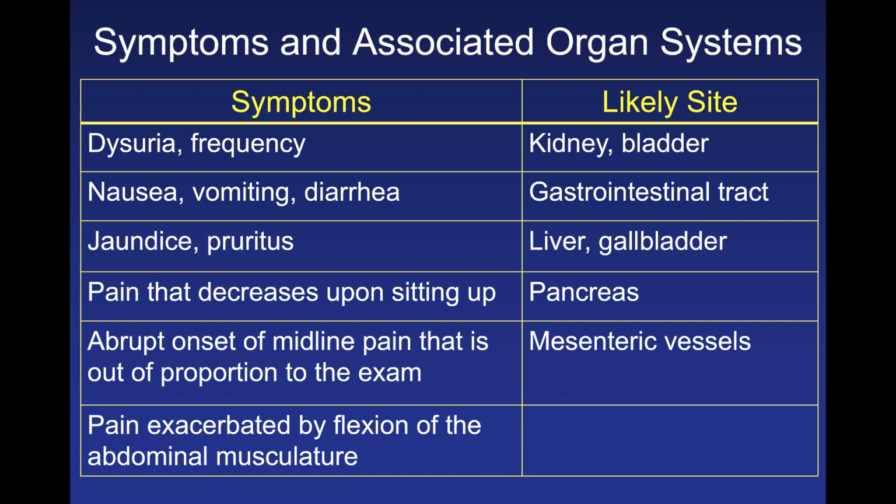Remember, pain exacerbated by the flexion of the abdominal muscles refers to pain from the abdominal wall. That could be all related to some type of abdominal trauma, or there may be an intra-abdominal cause of that in the wall itself. Make sure to look for that when you're thinking about flexion of the abdominal musculature.